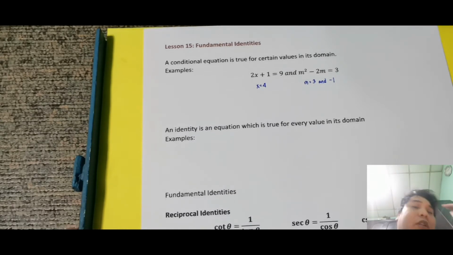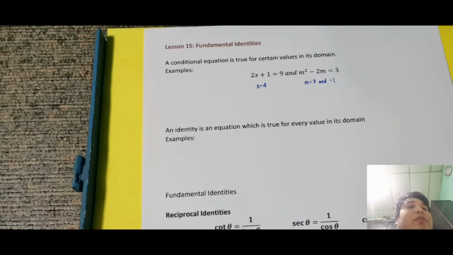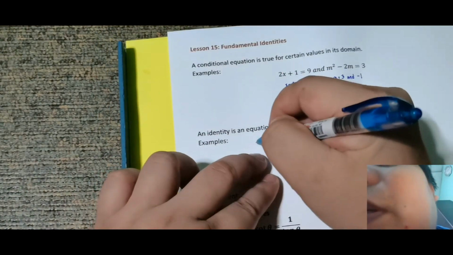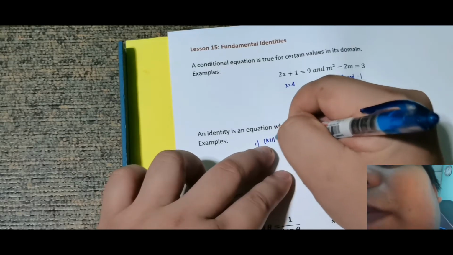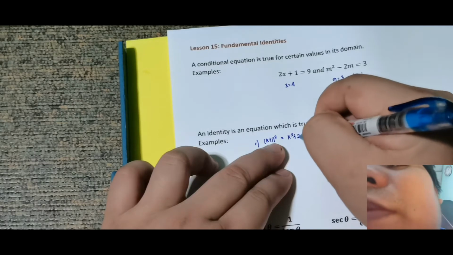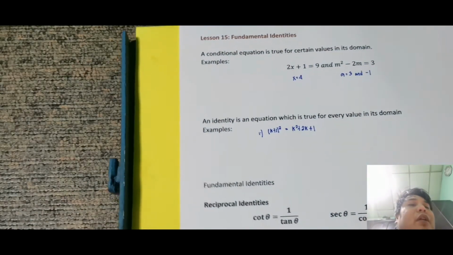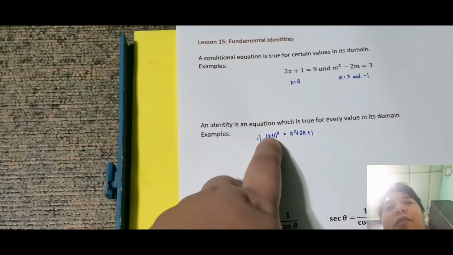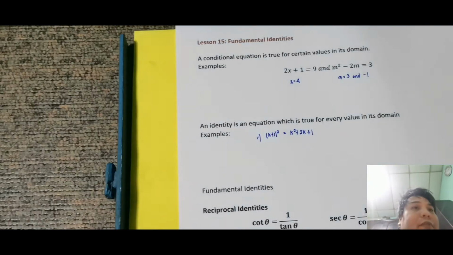Okay, so ngayon, ano naman sa identity? An identity is an equation which is true for every value in its domain. So example na to na identity, for example, meron akong k plus 1 squared is equal sa k squared plus 2k plus 1. So identity equation yan. So bakit, sir? Pag nagpalit ako dito ng value ng k na 1, tapos dito value ng k na 1, equal yan. So sa kahit anong value ng k na ipalit ko, true yan.